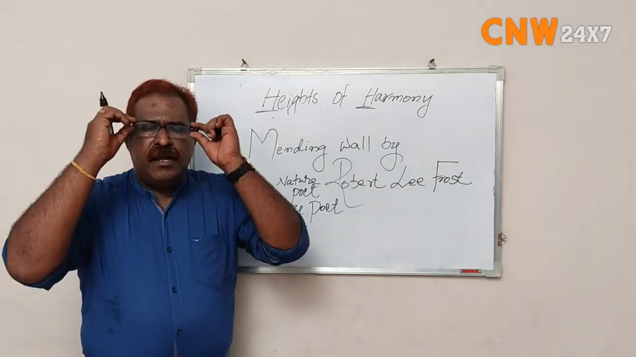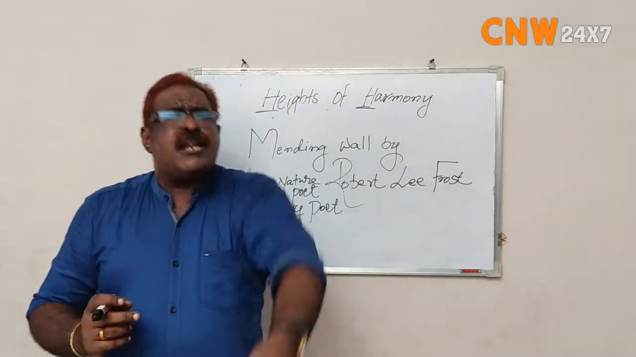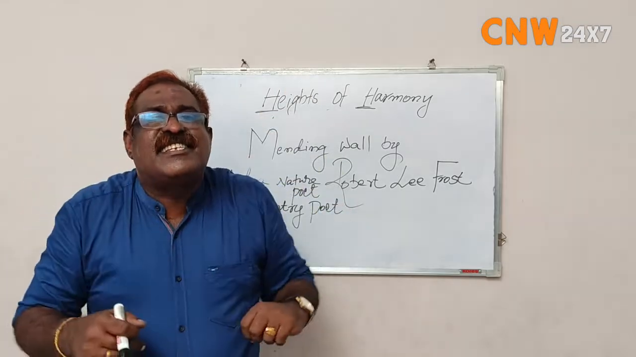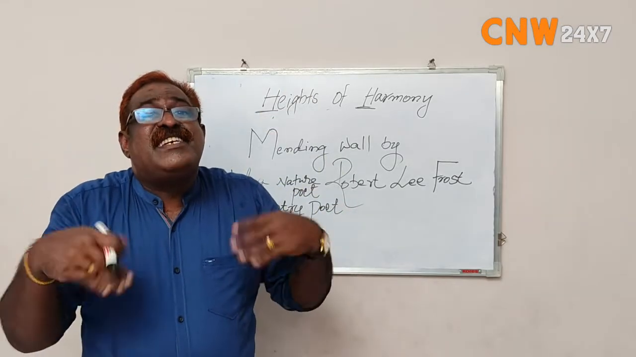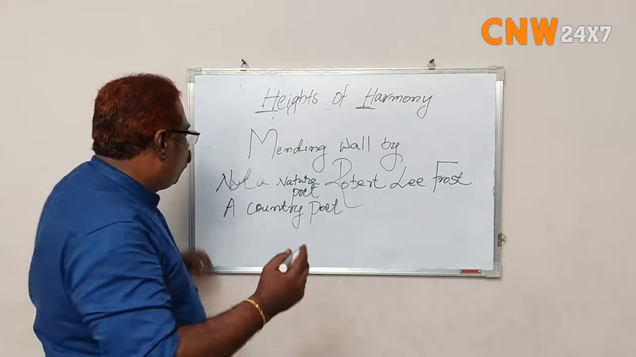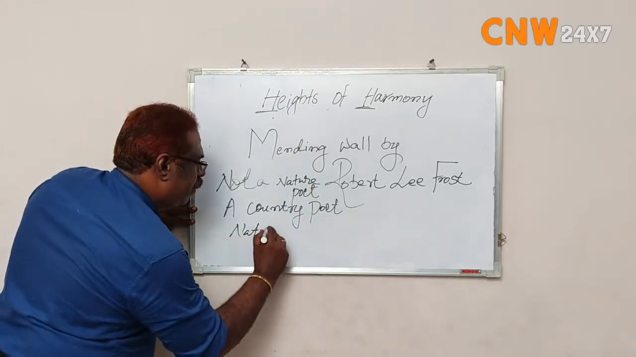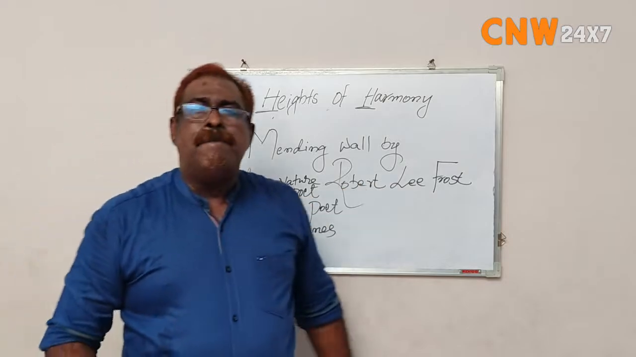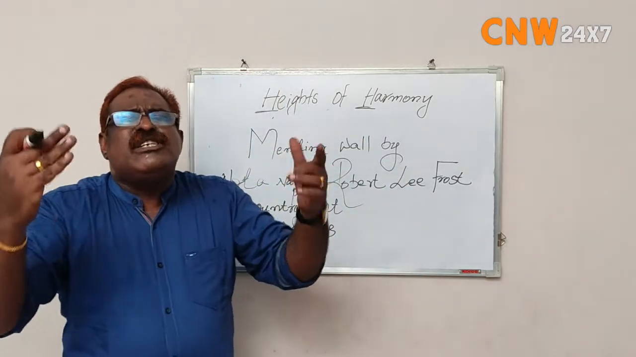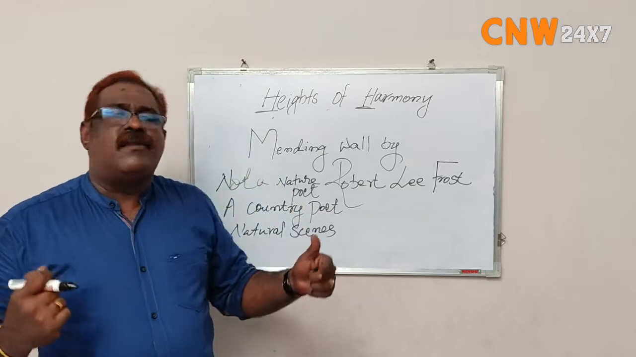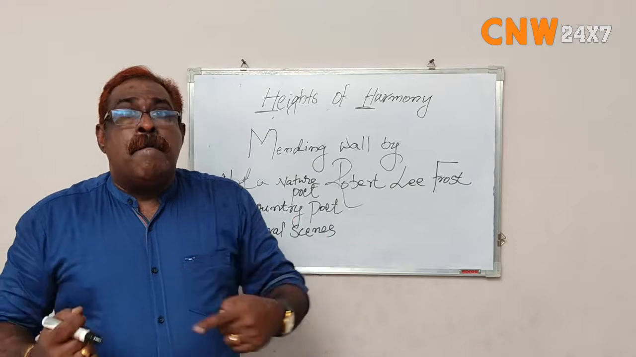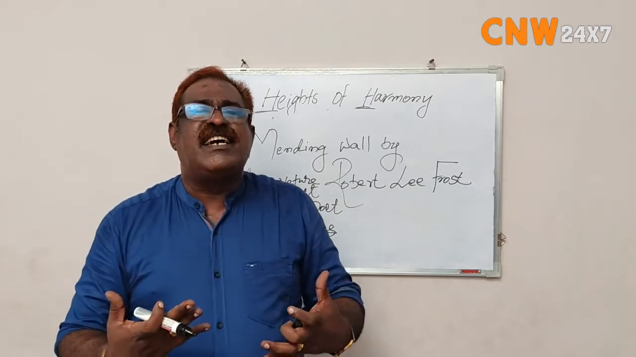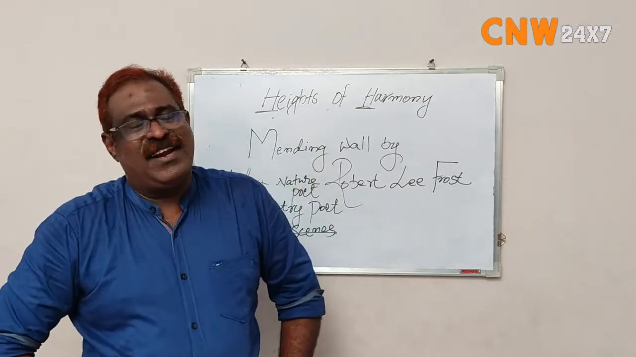Even though he is a country poet, he uses natural scenes in order to depict his ideas in the poem. So, Robert Lee Frost's Mending Wall is a very famous poem. Try to understand that he is not a nature poet, but a country poet, using natural scenes in order to depict his ideas of the poem. That is what we have here.